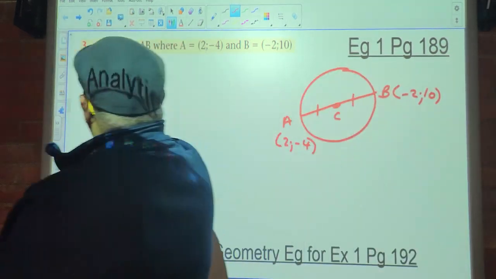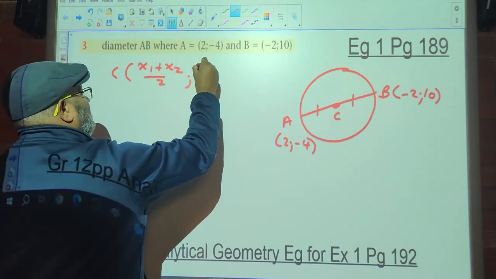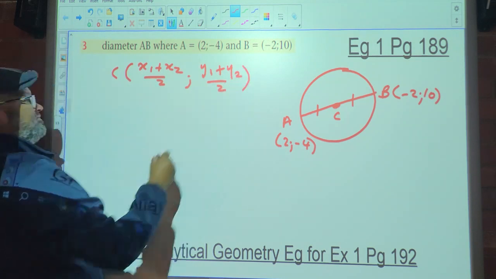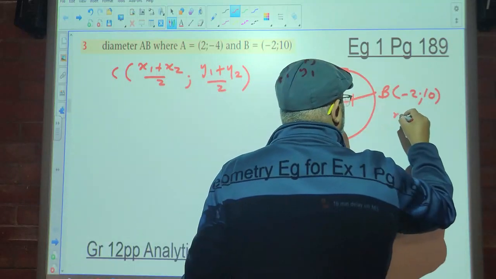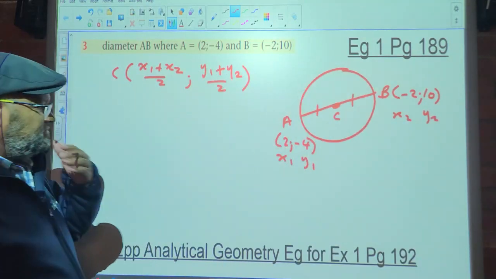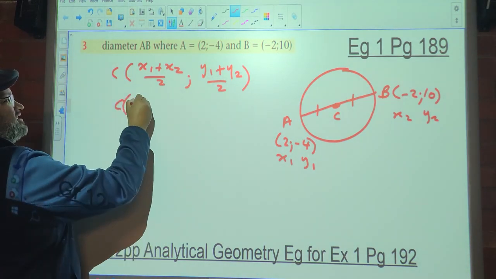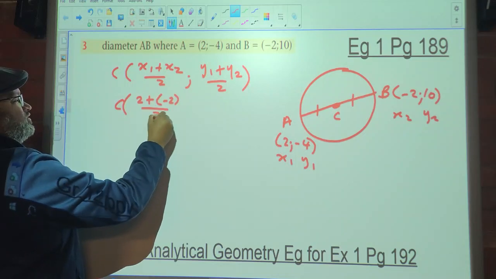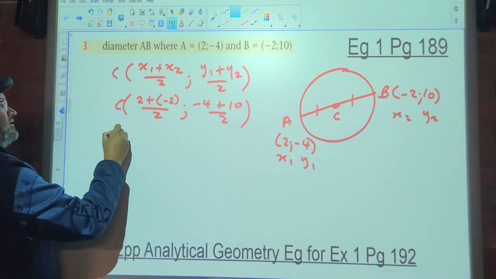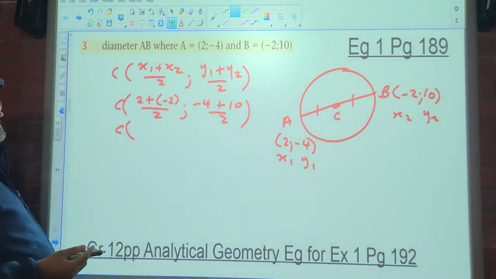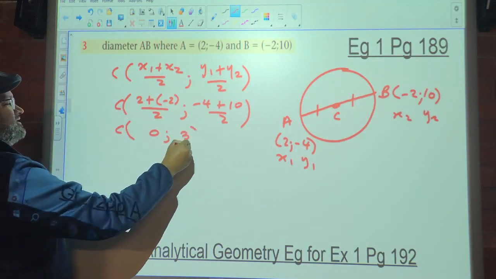And how do we calculate that? Use the formula (x1 + x2)/2, (y1 + y2)/2. So if this is (x1, y1), this of course is (x2, y2). You all okay with that? So let's go. X is (2 + -2)/2, and y is (-4 + 10)/2. What is 2 minus 2? 0 over 2, 0. Negative 4 plus 10 is 6, divided by 2 is 3.